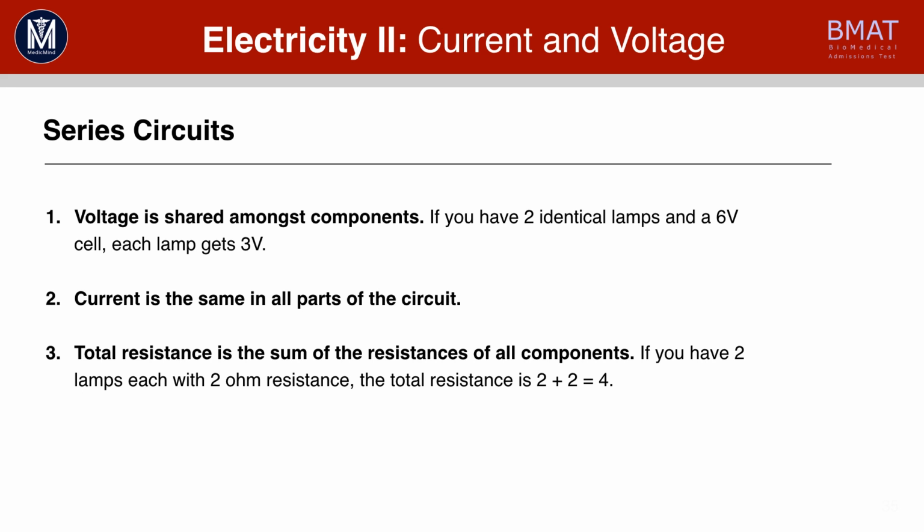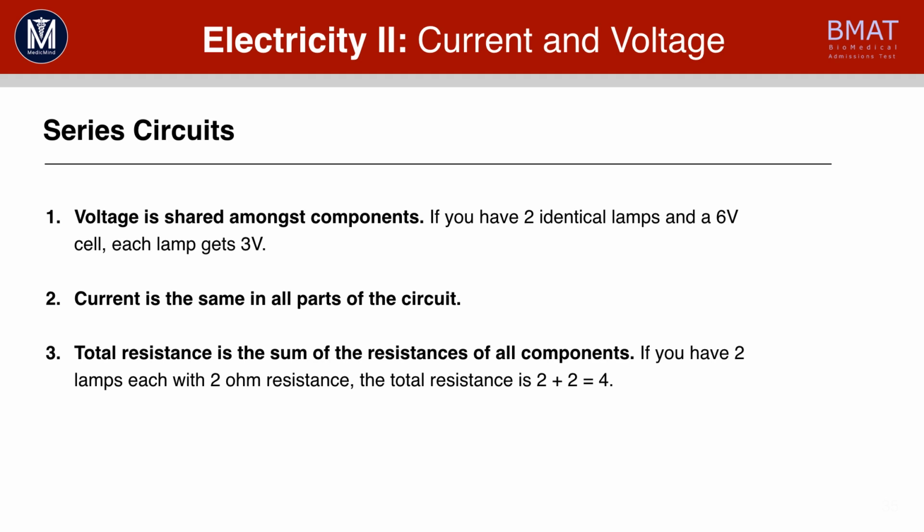Rule number 3. The total resistance is the sum of the resistances of all components. The current needs to be the same everywhere. So the higher the resistance of an individual component, the greater its share of the voltage. So that current, which is voltage divided by resistance, stays the same. Therefore, if you add an extra lamp to a series circuit, the total resistance increases and hence the current decreases. All the lamps become dimmer.